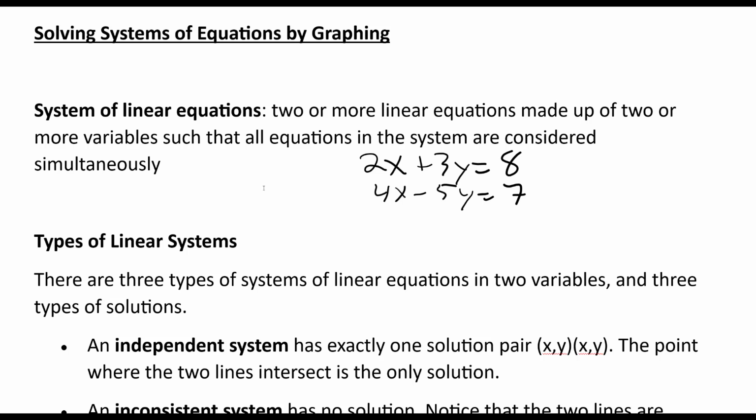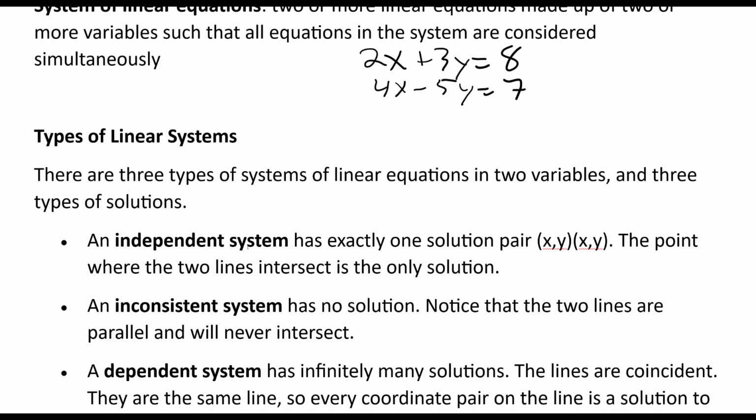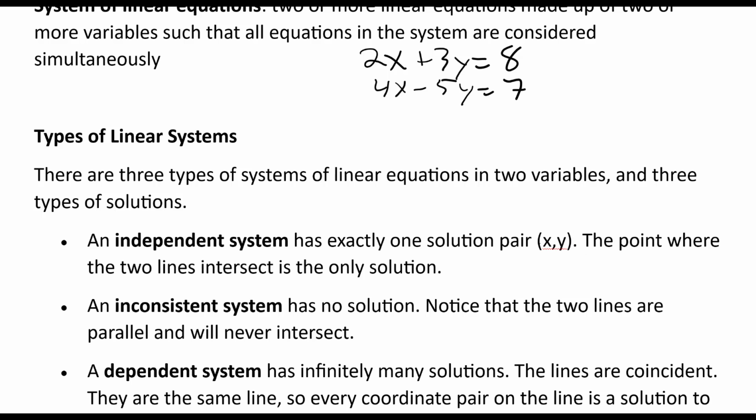So, types of linear systems. There are three types of systems to consider. An independent system has exactly one solution. And there's a typo. Just an ordered pair x, y. The point where the two lines intersect is the only solution.